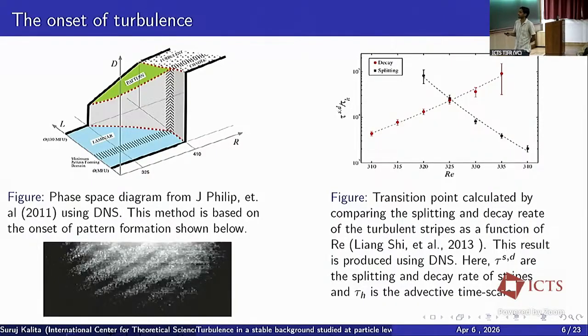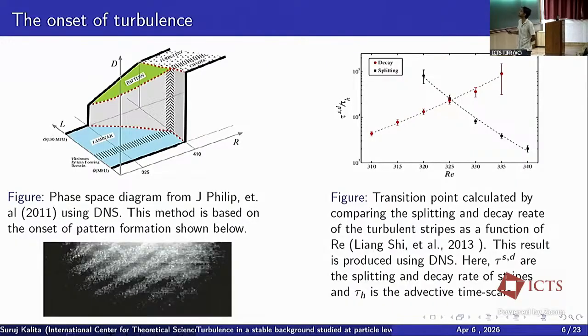And it was found using the DNS of the Navier-Stokes equation. When this kind of pattern formation occurred, there is a coexistence of laminar and turbulent regions. These black regions are laminar, and these white bands are the turbulent regions. Whenever this pattern formation occurred, he used to get the critical Reynolds number for every case in this diagram. A similar treatment was done by this author, Liang Xi et al.